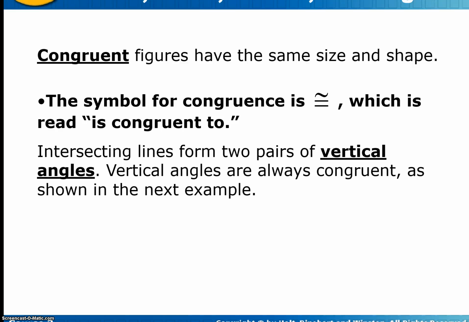Congruent figures have the same size and shape. The symbol for congruence is this, which is read "congruent to." Intersecting lines form pairs of vertical angles. Vertical angles are always congruent. I'll show you an example next.